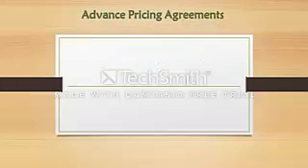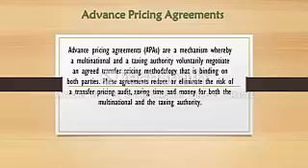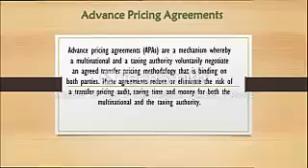Advanced pricing agreement. Advanced pricing agreements are where multinationals and international tax authorities voluntarily negotiate and agree on a transfer pricing methodology that is binding on both parties. This agreement reduces the risk of transfer pricing audits, saving time and money for both the multinational and the taxing authorities.